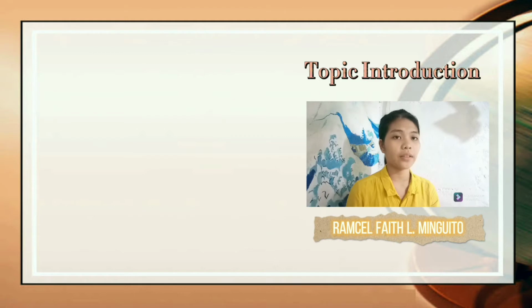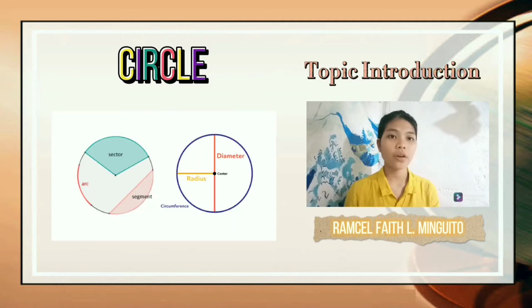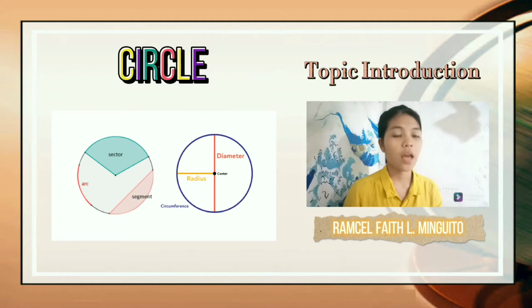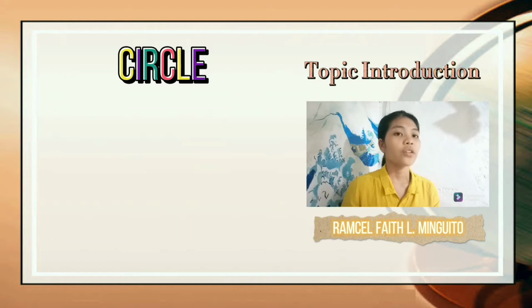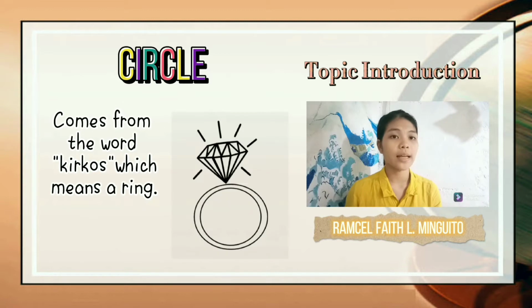Have you heard about the shape circle? I assume yes, because shapes, including circle, are taught during our childhoods. Circle is a round-shaped figure that has no corner or edge, connected by various points, and has a constant circumference. The word circle comes from the Greek word kurkos, which means a ring. We can notice that a ring is in shape of a circle.